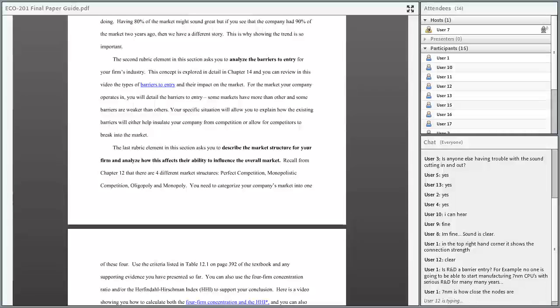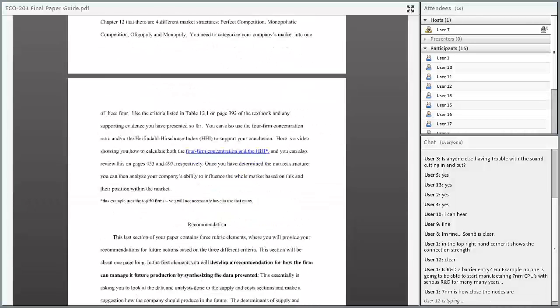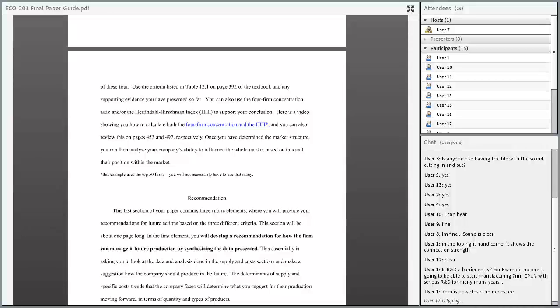So once you have identified your barriers to entry, and once you have identified the market share of your industry, you will be able to determine which type of market structure your firm operates in. This is important to know because then you are able to determine what type of influence your firm has within that market, and it will help you provide the recommendations that are required at the end of this milestone. And this is when we move on.